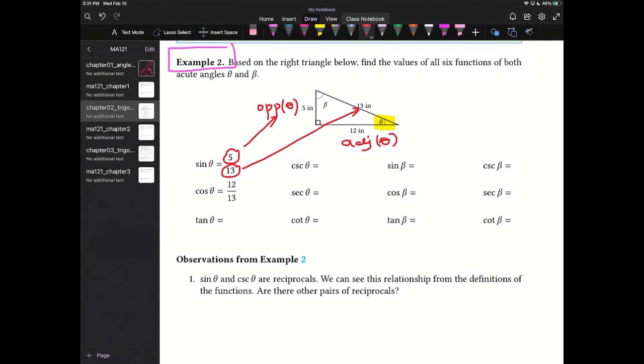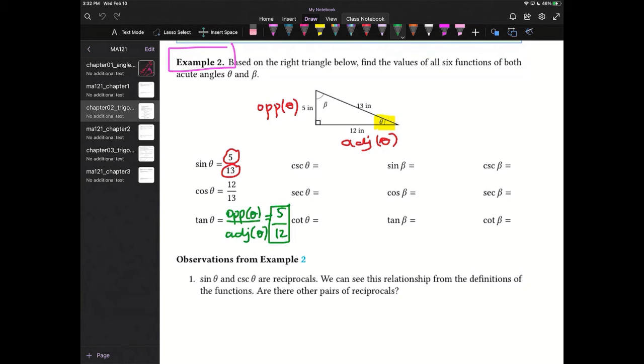Now what we're going to do is the tangent of angle theta. Let me erase these arrows that I created here because it's going to be better for me to write. Tangent is opposite over adjacent, opposite of the angle over adjacent. Opposite is 5, and adjacent is 12. Again, the fraction is already in lowest terms, so there's no need to reduce further.